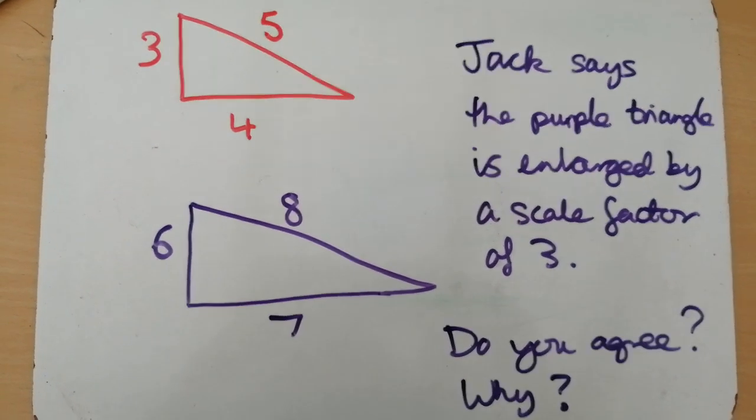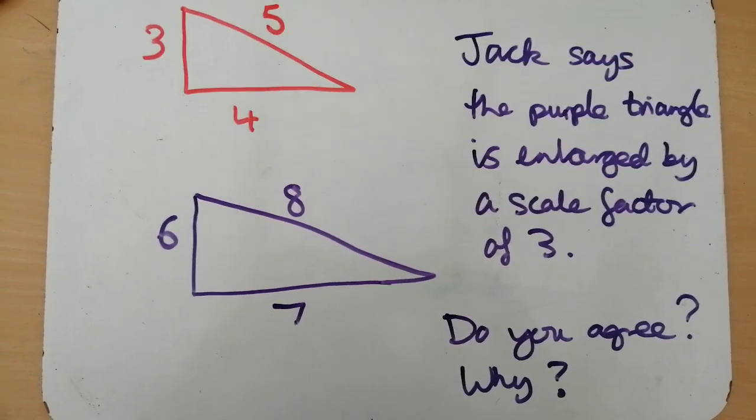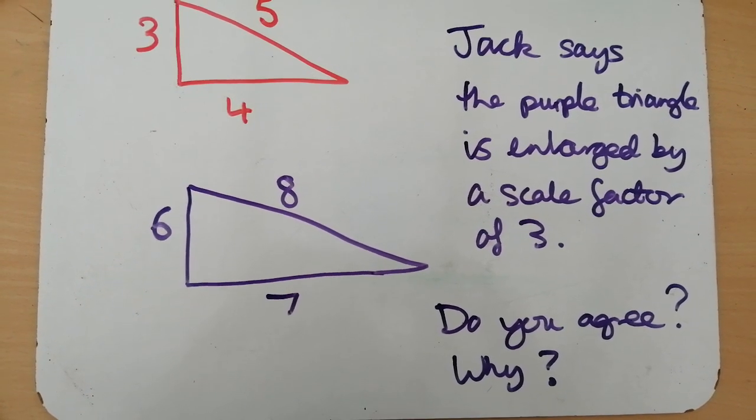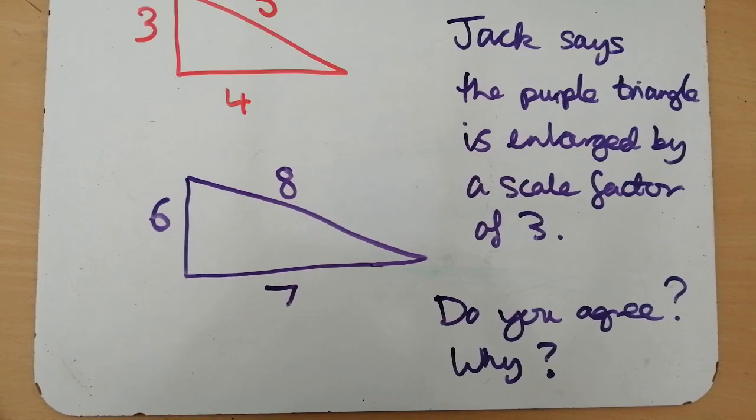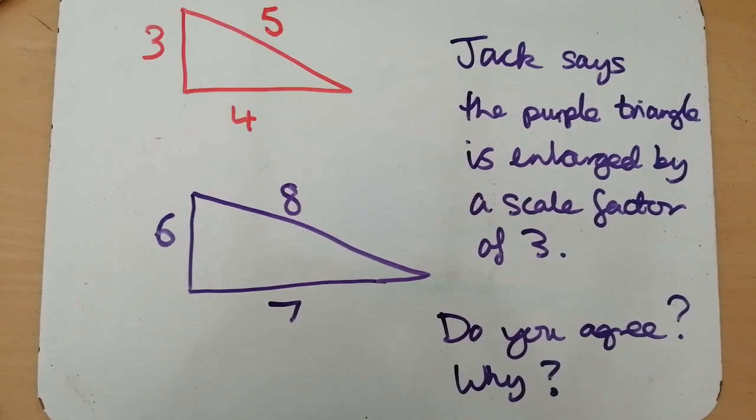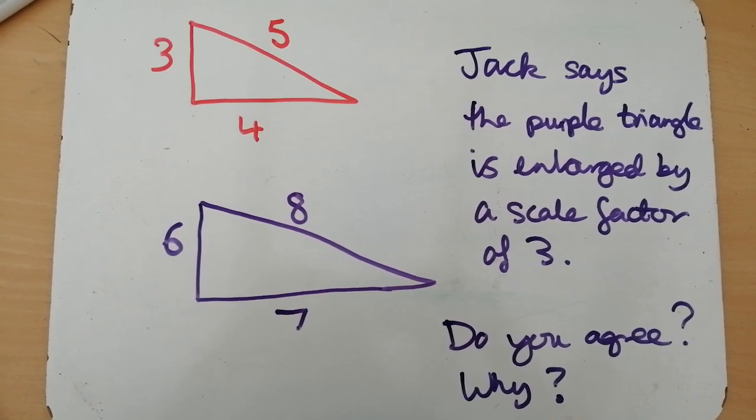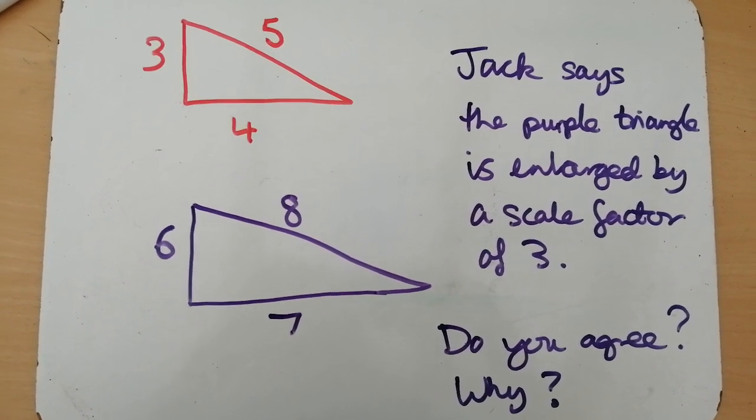And here's the final question for you. Jack says that the purple triangle is an enlargement of the red triangle. It's enlarged, made bigger by a scale factor of 3. You can see the units that have been given to you. Do you agree with Jack, and why?